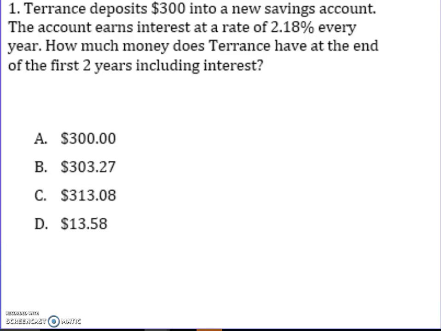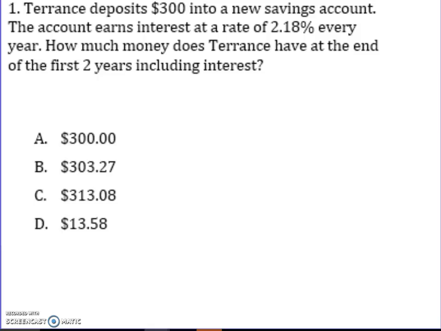Terrence deposits $300 into a new savings account. The account earns interest at a rate of 2.18% every year. How much does Terrence have at the end of the first 2 years, including interest?